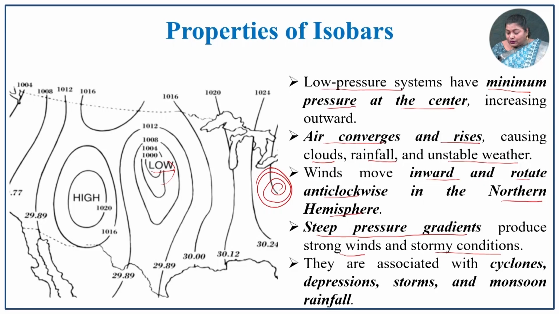So, in the cyclone, how will the wind be? The wind will be very strong and it has a stormy condition. So, this will be prevailing in low air pressure regions. They are associated with cyclones, depressions, storms, monsoon rainfall. So, these are all the weather patterns which are produced because of this low air pressure.